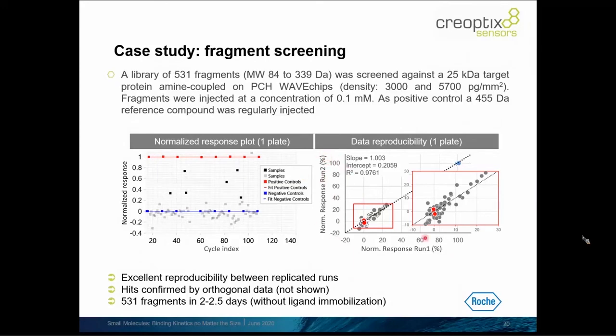Additionally, what we did is we ran the whole assay, the whole screening, a second time, and you see on the correlation plot on the right-hand side that actually we get a really nice correlation here between the two independent measurements and assays. Such a screen here with 531 fragments can be carried out in 2 to 2.5 days, not without demobilization here, and that is hands-off measuring time. So that's a really automated picking up of samples and subsequently injecting the fragments onto the surface.